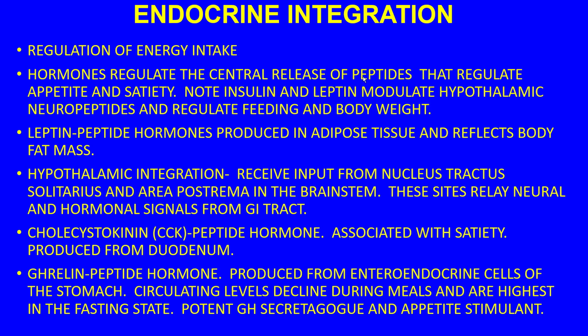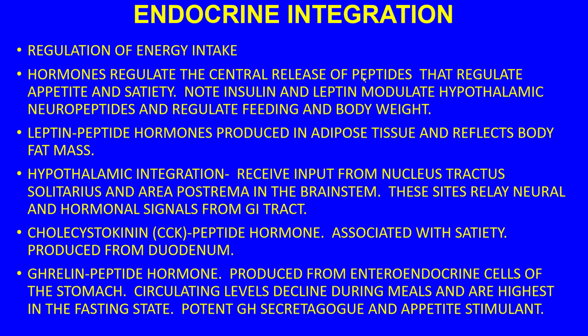Now, this is just a little picture of this. I've got more of it coming soon, but leptin's a peptide hormone. It's produced in adipose tissue, of all things, and reflects body fat mass. Now, the hypothalamic integration, this is where the hypothalamus will receive input from the nucleus tractus solitarius and the area postrema in the brainstem. These sites relay neural and hormonal signals from the GI tract.